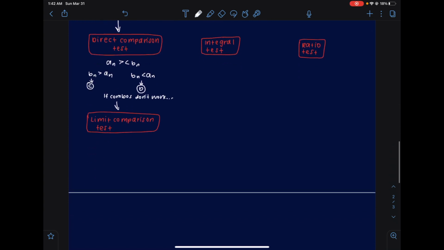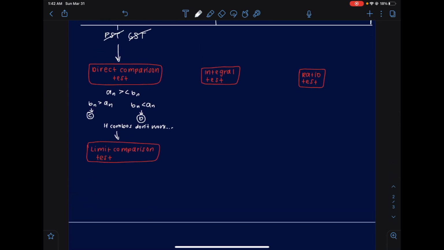Now, the limit comparison test is pretty similar to the direct comparison test in that you have original series a of n and you choose another series b of n to compare it to. However, you're going to be taking the limit as n approaches infinity of a of n over b of n. And if that is greater than 0, then a of n basically does whatever b of n does. So this shows convergence or divergence.